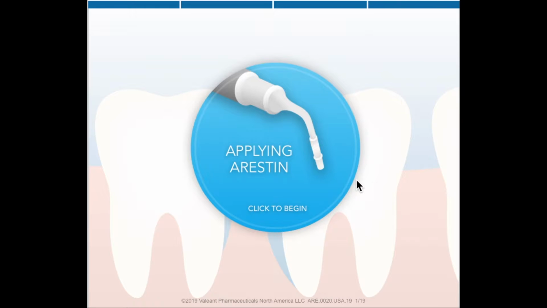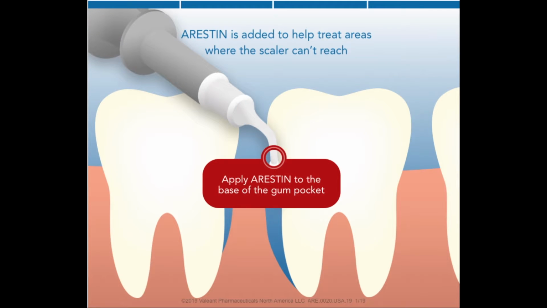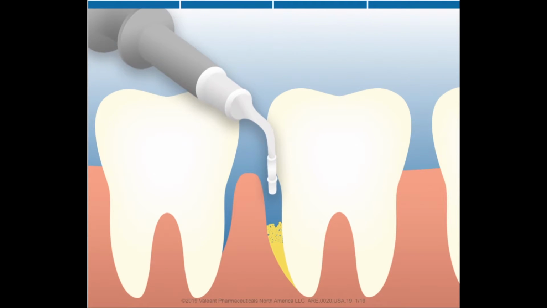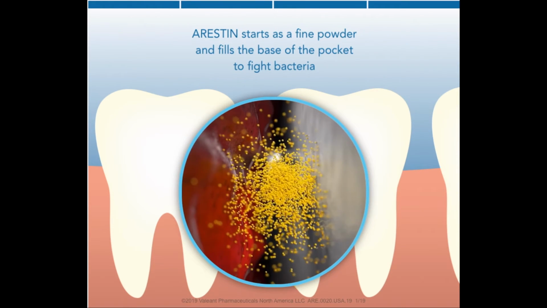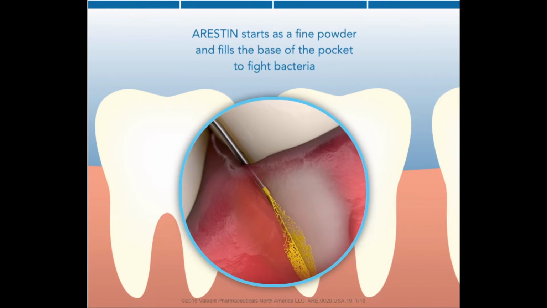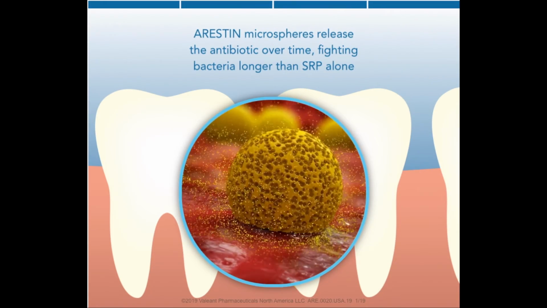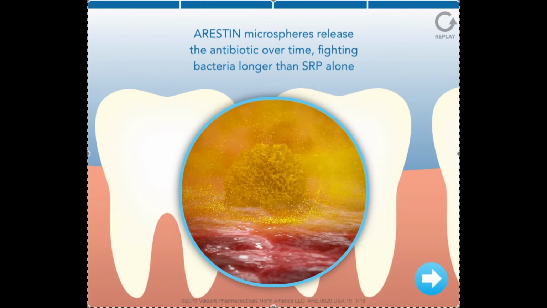So here's a video of how Arrestin would be applied. We would put the Arrestin tip into the pocket where the scaler can't reach. And dispense it. It's a fine powder that gets into the base of the pocket to fight the bacteria. There's the Arrestin working its magic.